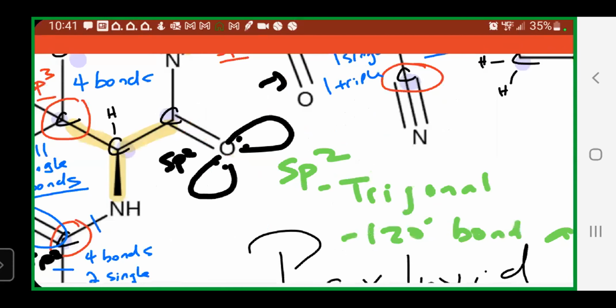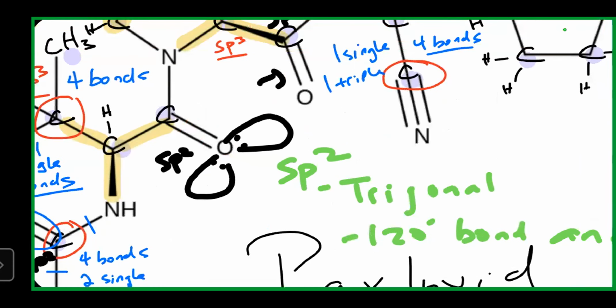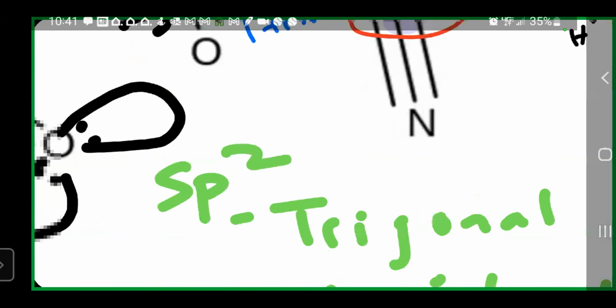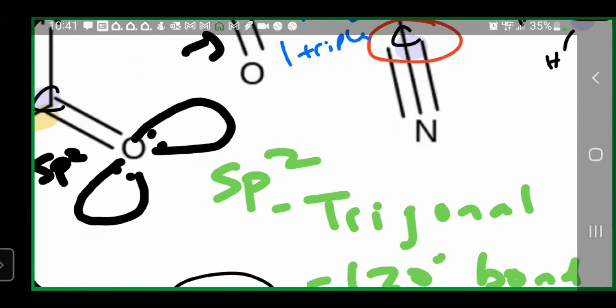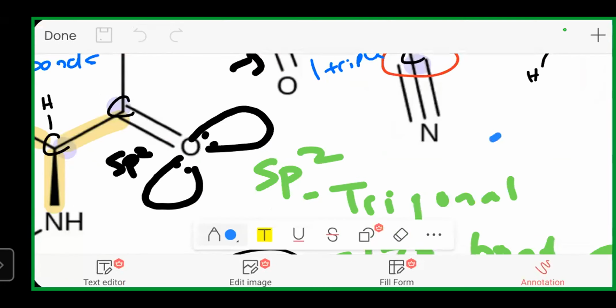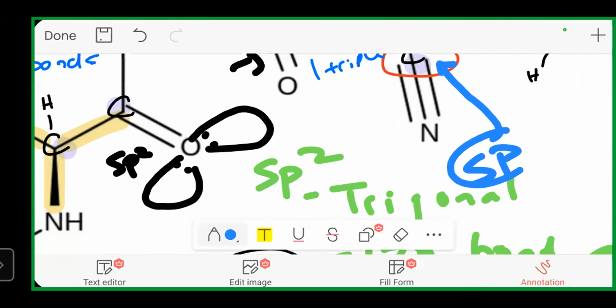Who was that? Kadir. Oh, great. Excellent. All right. Right here. This carbon, I need to edit this. This carbon right here is sp hybridized, right?